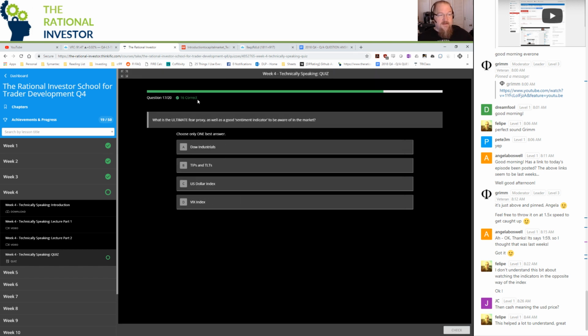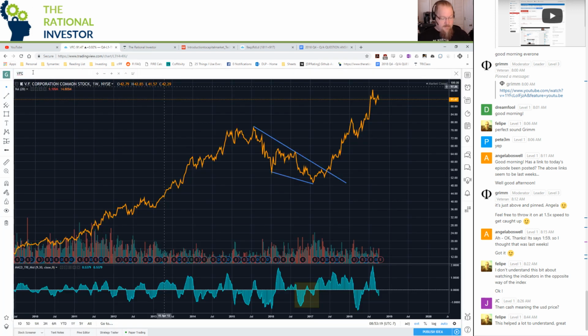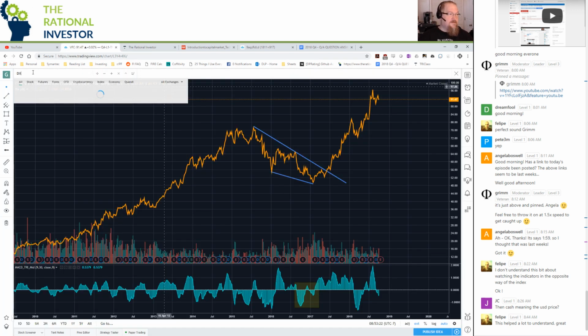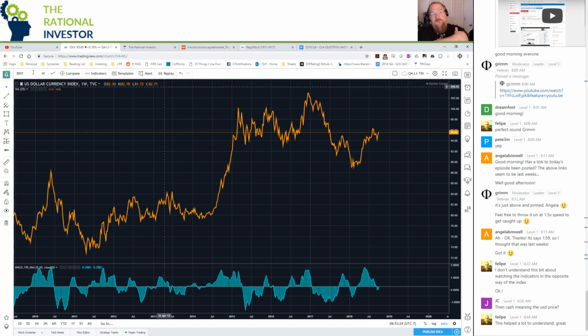And like I talked about earlier, what is the ultimate fear proxy, as well as a good sentiment indicator to be aware of in the market? When we talk about whether the market is in fear mode or not, what we're often talking about is the US dollar index, which is the DXY. When we see this going up quite a bit, usually that indicates there's a lot of fear in the market.